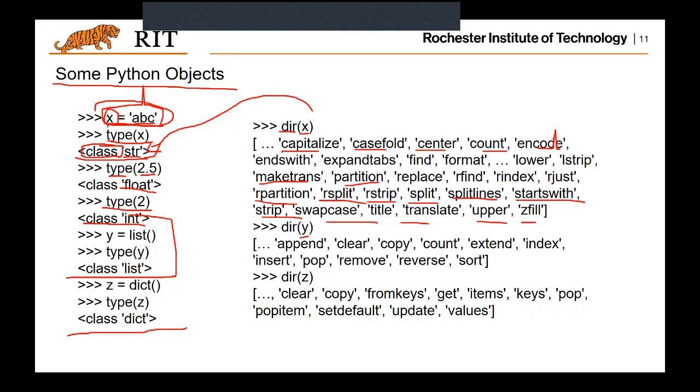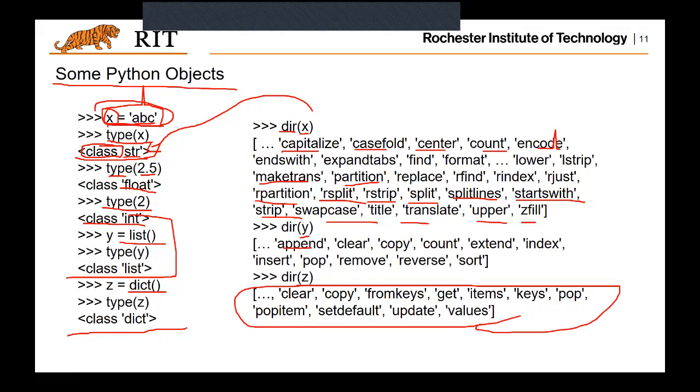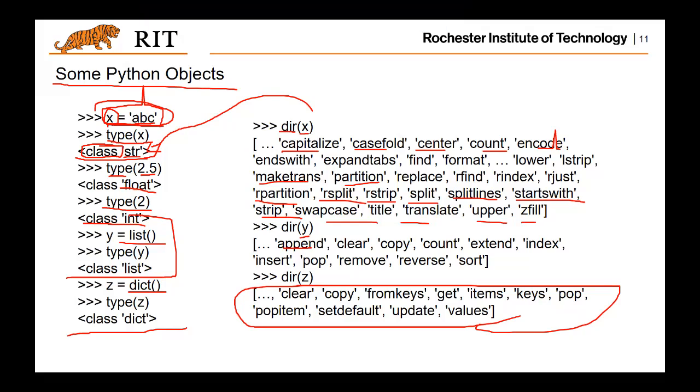And if we look at the methods for y, which is a list, again, it shows all the methods for a list, for y. And also for the dictionary, these are all the methods for dictionary. Okay, any questions so far? Okay, I think because you've already used these objects, you have some ideas about how you would use them.